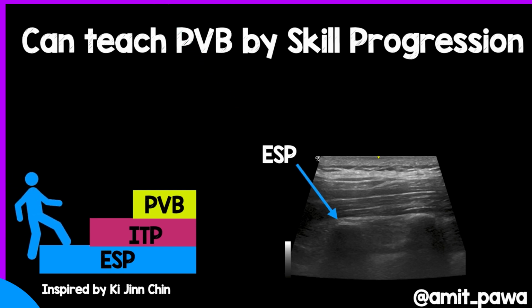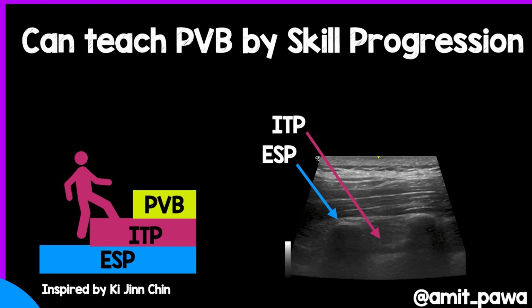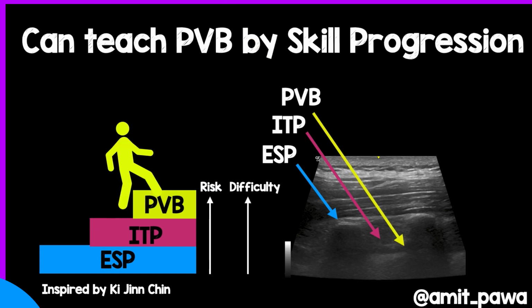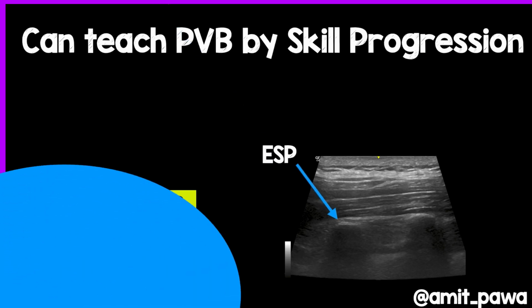Now, here we go. You can see this demonstrated here. So there's a needle for ESP, go a little bit further for the ITP, and then go even more confident and go down to the paravertebral space. So each time you build your confidence, you can actually perform that block.